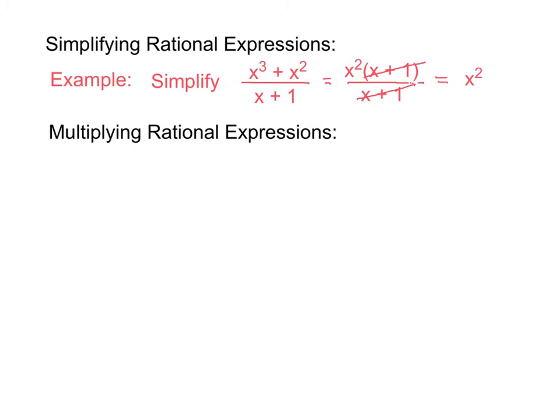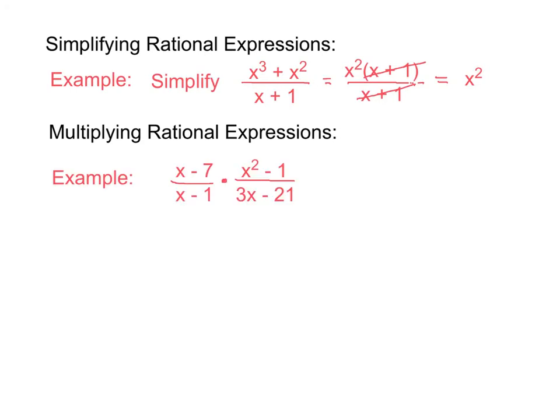The next thing we want to talk about is multiplying rational expressions. What we need to remember when we multiply rational expressions is, again, to initially factor all the numerators and denominators completely, then to divide both numerators and denominators by common factors, and then to multiply the remaining factors in the numerator and multiply the remaining factors in the denominator. Let's look at an example.